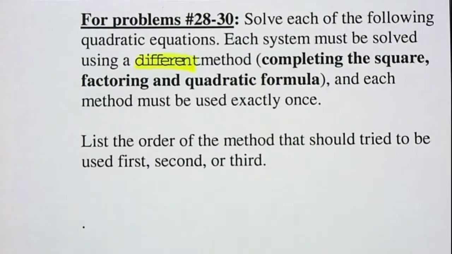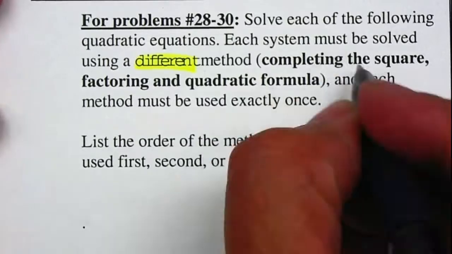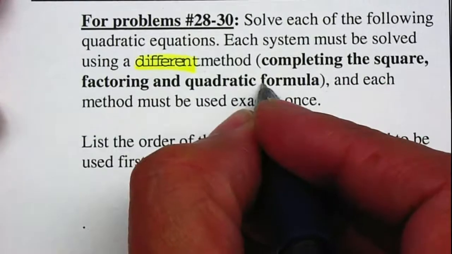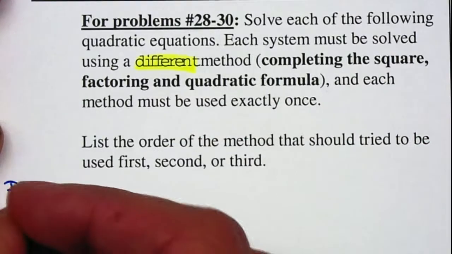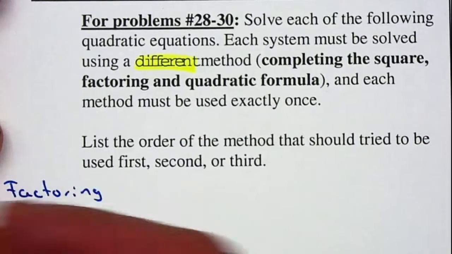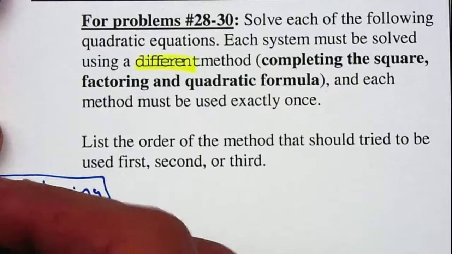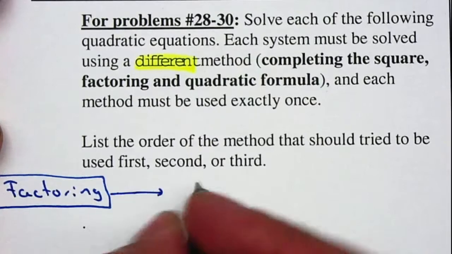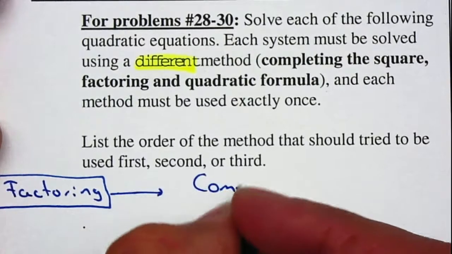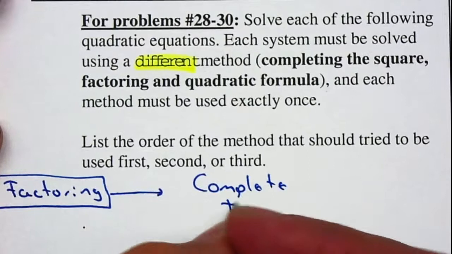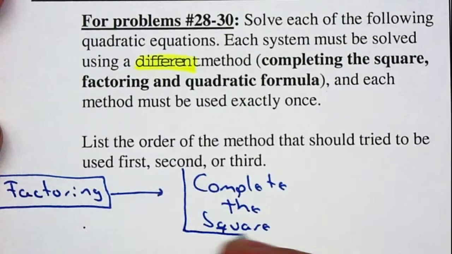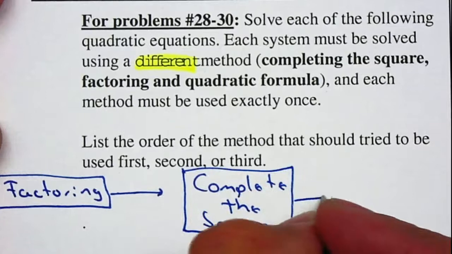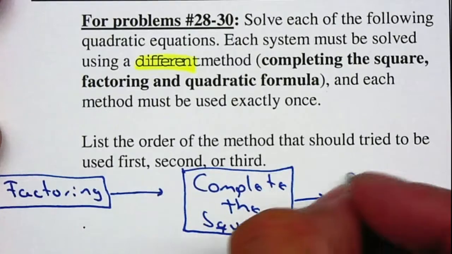So whenever you get a quadratic equation, which is the method that you should try to do first? Complete the square, factoring, or quadratic formula. So ideally, we should try to factor first. Now, if you're not able to factor, then we will need to see if we can complete the square. And if we're not able to complete the square, then we should try the quadratic formula.